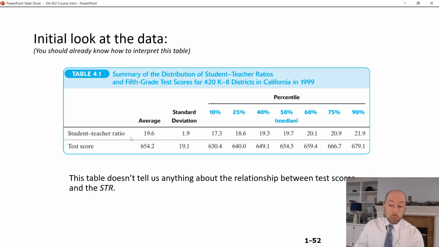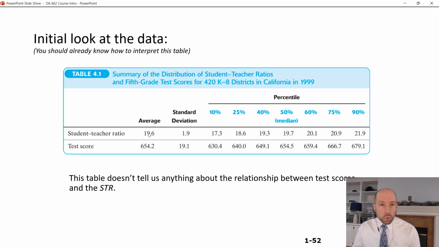You could look at some simple descriptive statistics and say, hey, the average student-teacher ratio is 19.6, which is not too bad for public schools. At the university level, you might want to see something lower than that. Famously, Yale is very proud of its 7-to-1 student-teacher ratio.